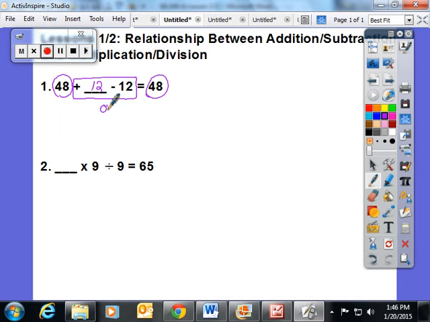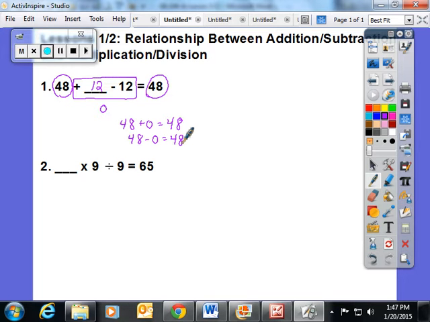Okay, and this is called the additive identity property, because when you add any number to 0, you get the number's identity back. That works for subtraction as well. You can subtract 0 from any number and you will get the number back that you started with.